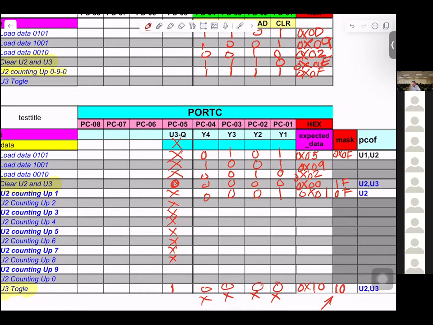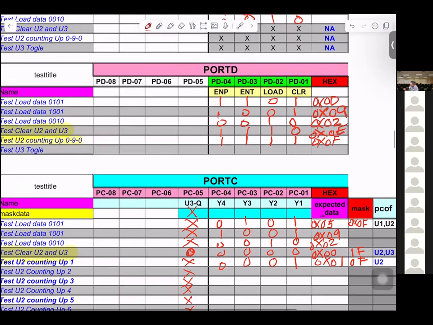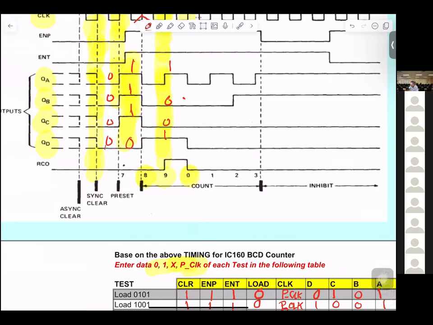Okay. Mr. Pham, yes. I still got a question on port D, because you got to write the port A and write the port D. So on port D, the very last one where it says test U3, what goes in those boxes there? Oh, that U3 toggle, right? Right. Okay. U3 toggle. So basically, on the port D, you're looking here.